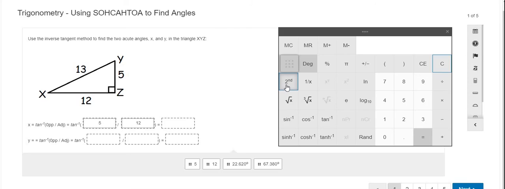Now we've got the second button pushed down, so then we're going to do inverse tangent. And again, we'll do 5 divided by 12, close the parentheses, equals. And we get 22.6198. The closest to that is 22.620. So we drag that and put that in that location.